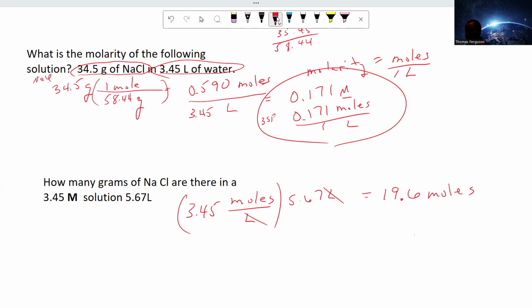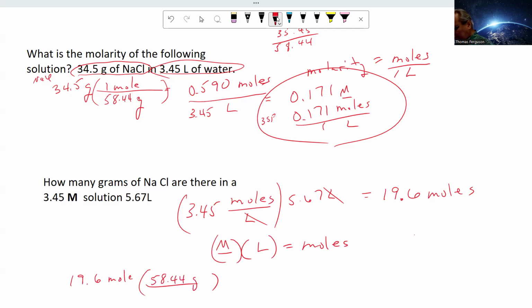Okay, so whenever we have concentration times volume, that equals moles, because the liters cancel, leaving us with moles. Okay, keep that relationship in mind. Now we have moles, so let's go ahead and convert the moles to grams. So we have 19.6 moles, and we're looking at 58.44 grams per mole.